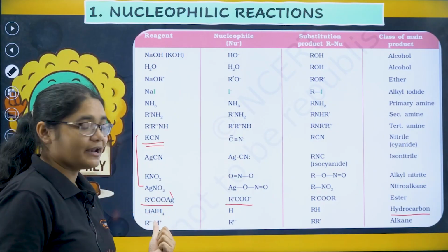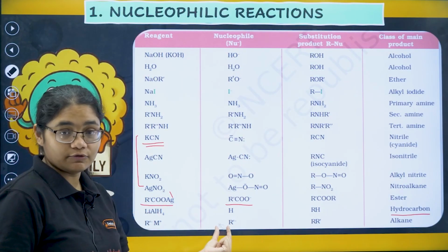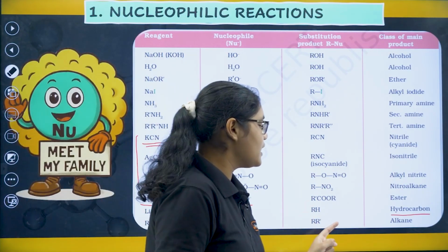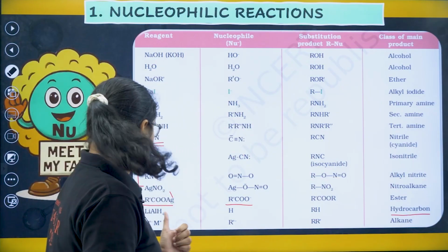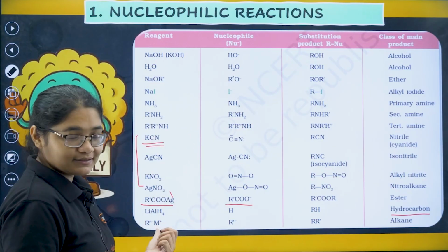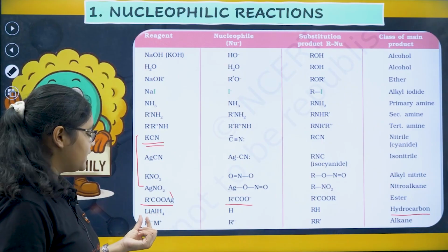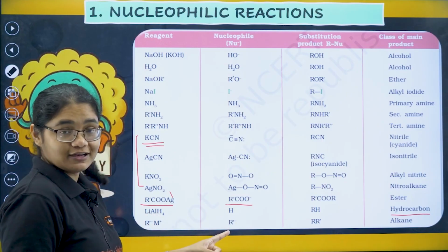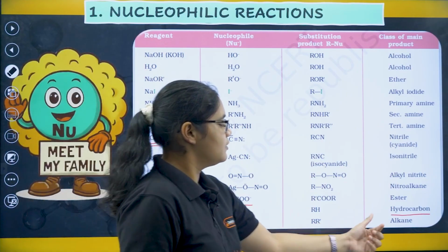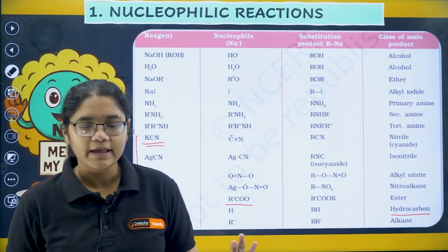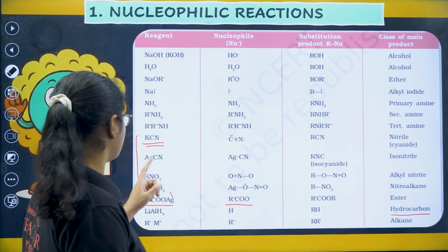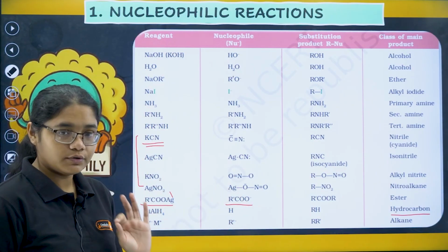Now if you take lithium aluminium hydride, here the nucleophile is H minus and you will get RH, which is a hydrocarbon. If you take R' and M plus, meaning any Grignard reagent or any metal, here the nucleophile is R' and you will get RR', which is again an alkane. So from here the most important are these four which you have to remember.